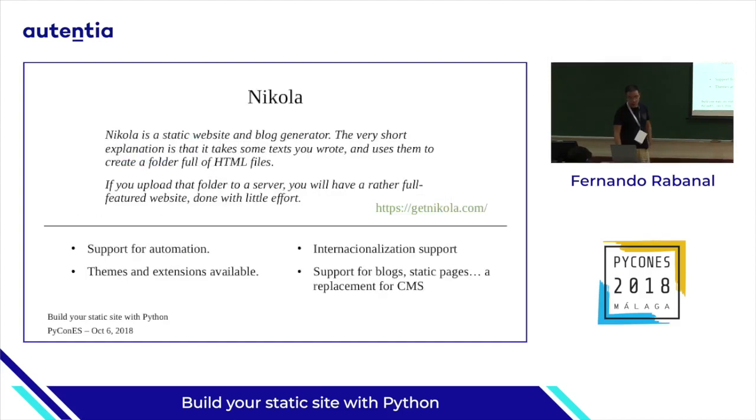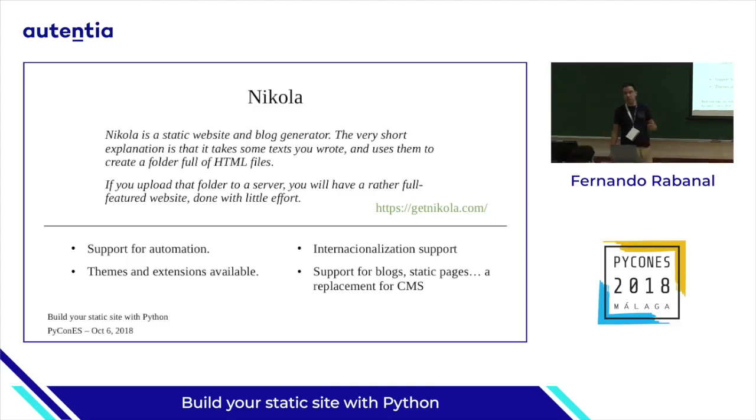So the next one would be Nikola. Nikola is a bit more powerful. It has support for more professional capabilities, such as automation and themes. You can import extensions, you can create an extension, you can create a theme. You can customize nearly everything inside Nikola.